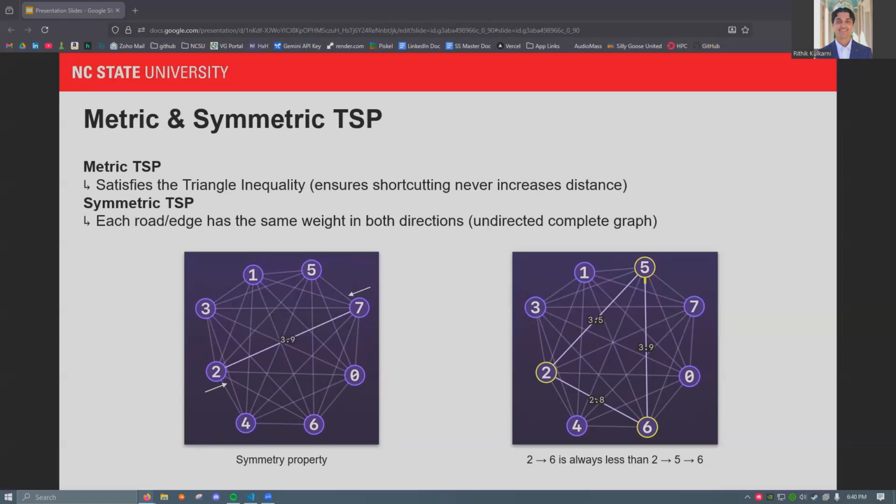The other prerequisite is the symmetry property. This is a pretty simple one. It's already assumed when we say that we're using an undirected graph, but it just means that the weight while traveling in either direction along an edge will be the same. So you could think of that as a two-way street.